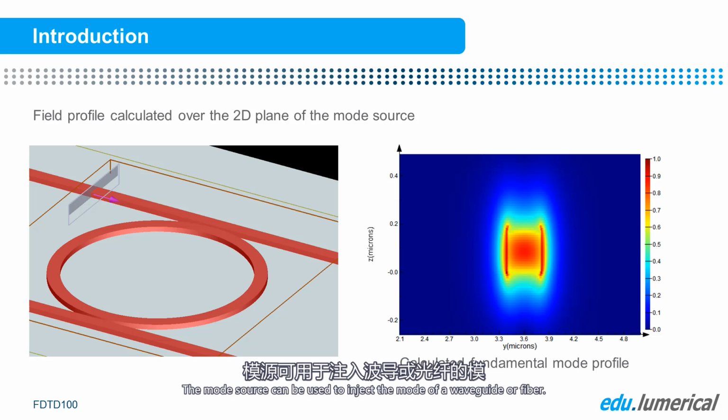The mode source can be used to inject the mode of a waveguide or fiber. The mode source includes an integrated mode solver which uses the finite difference eigenmode solving algorithm to calculate the field profile of the supported modes of a given structure cross-section. If you're interested in learning more about the mode solving algorithm, see the reference paper listed below.